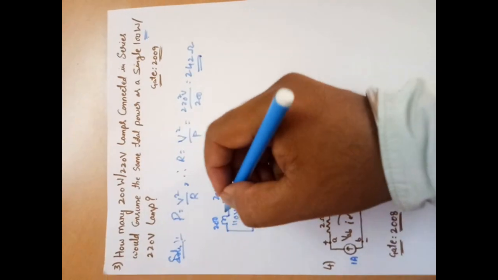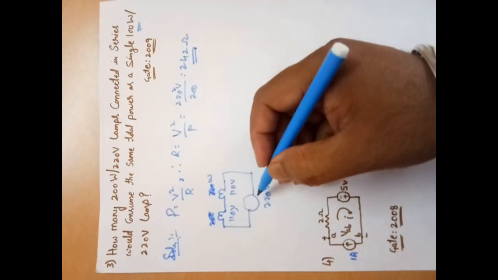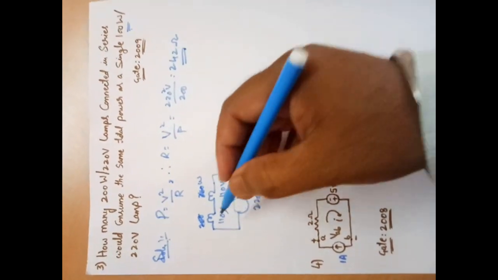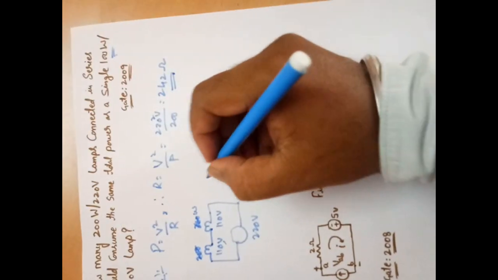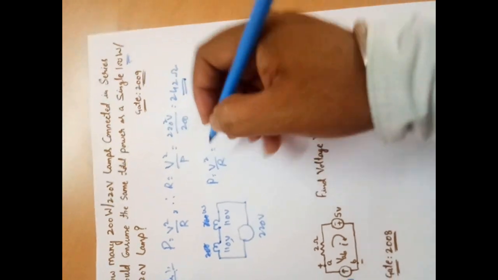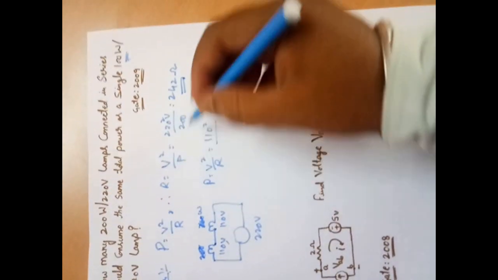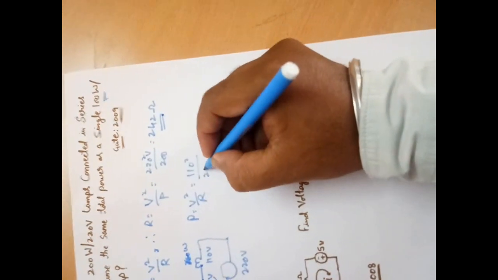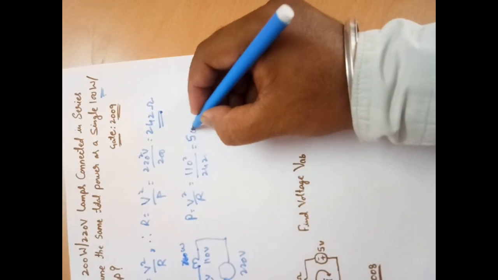So now see what the power is here. This is the power rating, but we are applying 110. Let's see what power is consumed by each lamp. Again we use the formula P equal to V square by R. V is 110, so 110 square by R. What is the resistance of this lamp? 242. Once you simplify this, we get the result as 50 watt.